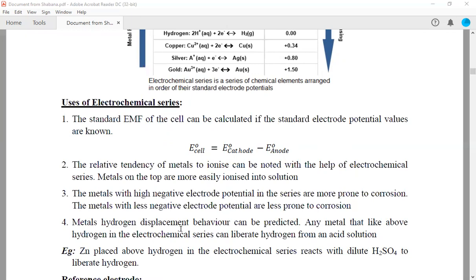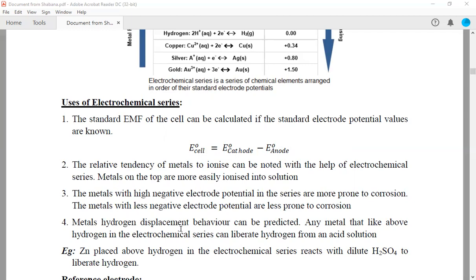Coming to the second use, the relative tendency of a metal to ionize can be noted with the help of the electrochemical series. Metals on the top are more easily ionized into the solution.